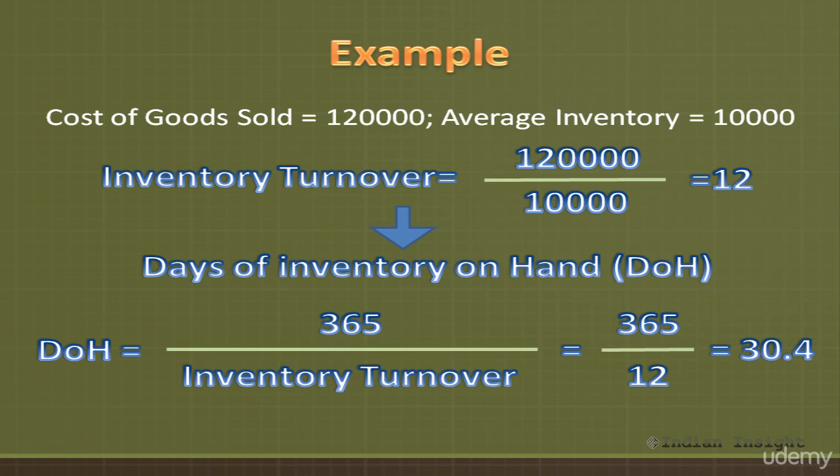This is represented in another way by calculating the days of inventory on hand. In short, this is known as DOH. This number is calculated by dividing the number of days in a year by the inventory turnover. So in this example, the DOH comes to 365 divided by 12, or 30.42, meaning that the company kept around 30 days of inventory on hand. Now let's discuss all the ratios one by one and their interpretation.